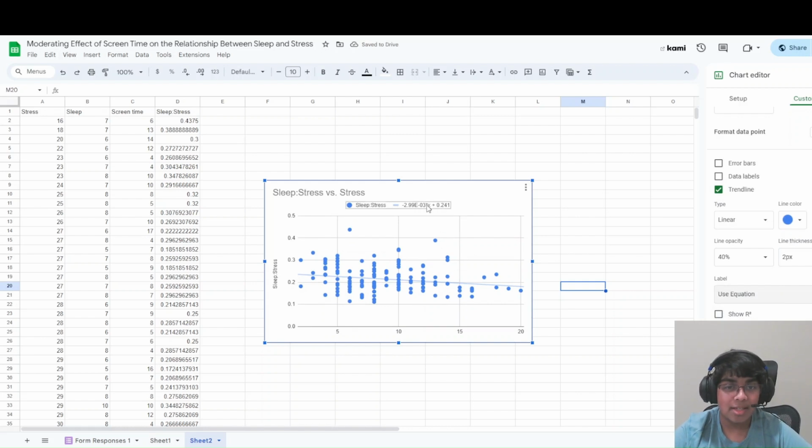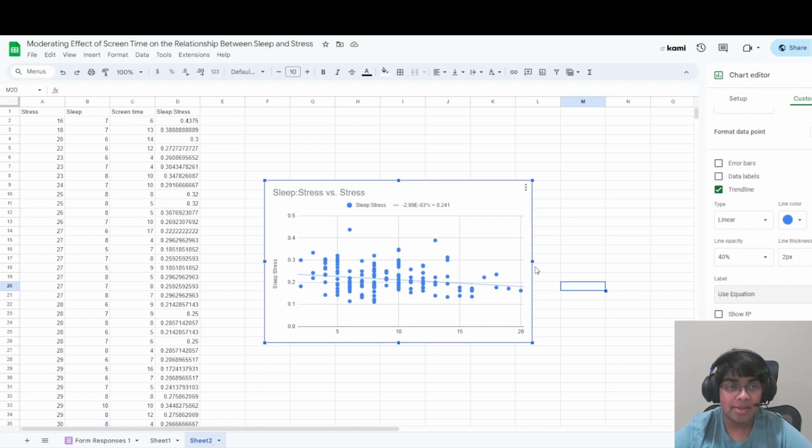And so what we can see here is that the equation for the correlation in this case has a slope of negative 2.99 times 10 to the negative 3. This is an extremely low value for slope, very close to 0, which shows that the correlation between the sleep stress relationship and screen time values is minimal.